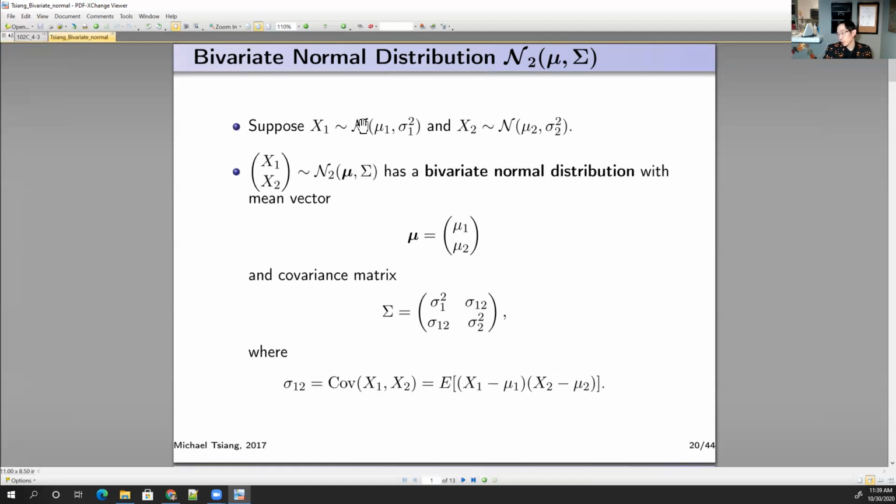We want x1 coming from a normal distribution with some mean and some variance. x2 has mean mu2 and variance sigma 2 squared. And we get a bivariate normal distribution in that the coordinate x1, x2 comes from a two-dimensional normal distribution, where there is this sigma matrix, the variance matrix, which includes a covariance term. And your covariance is the expectation of x1 minus mu1 times x2 minus mu2.